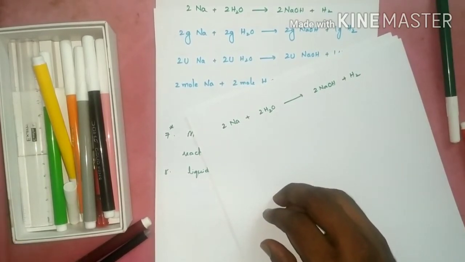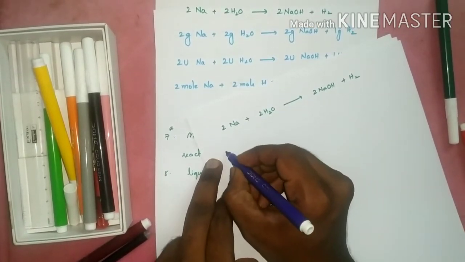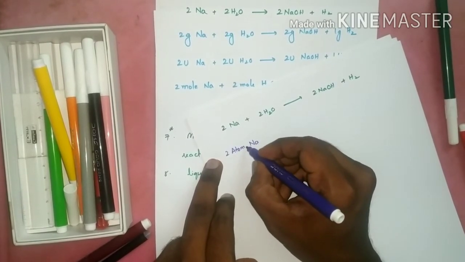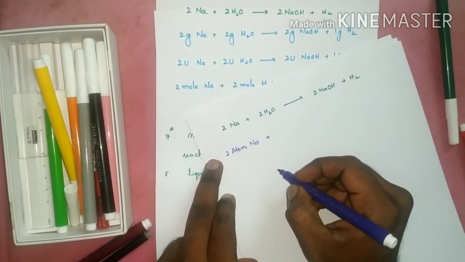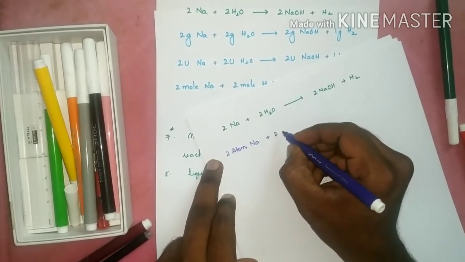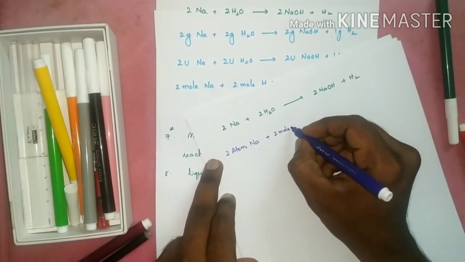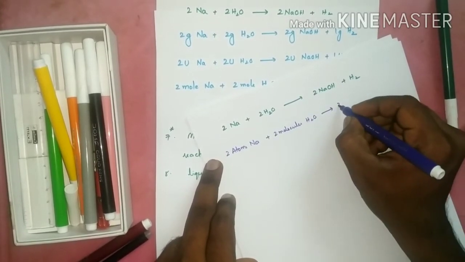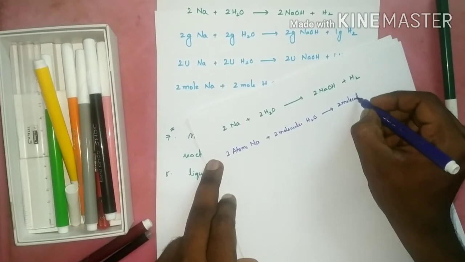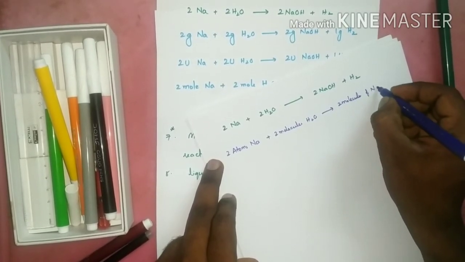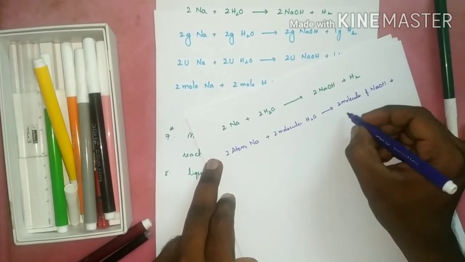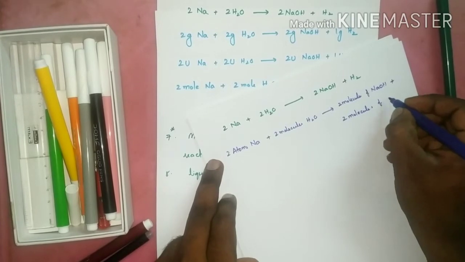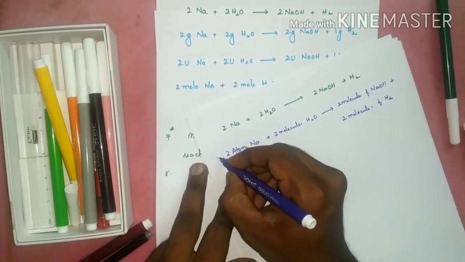2Na means 2 atoms of Na combine with 2H2O, 2 molecules of H2O, to give 2 molecules of NaOH plus 2 molecules of hydrogen. This is one piece of information.